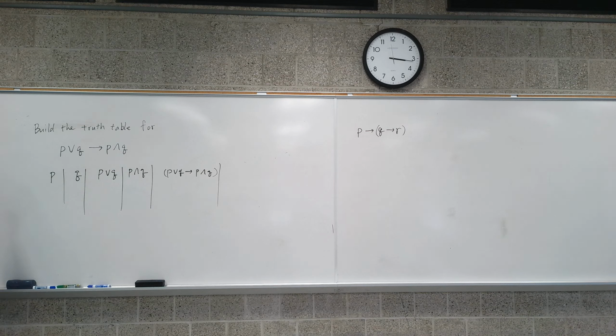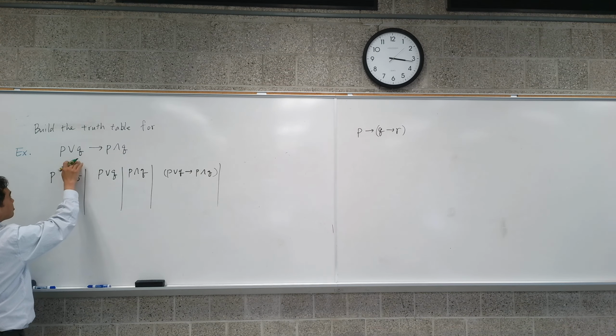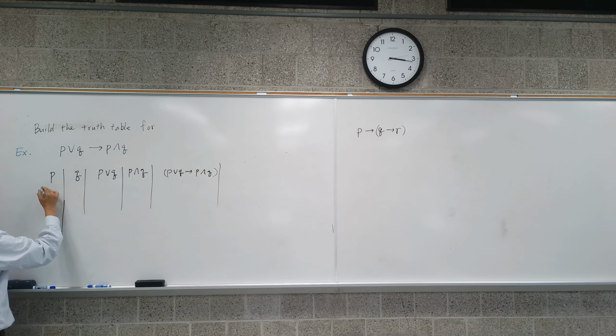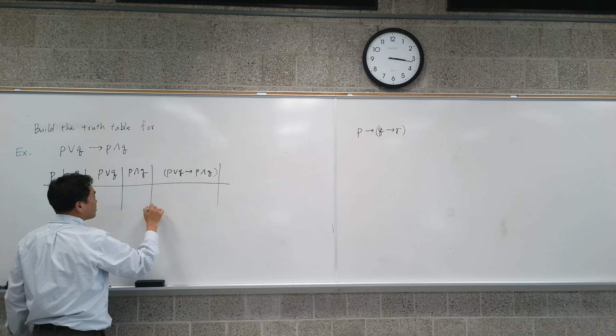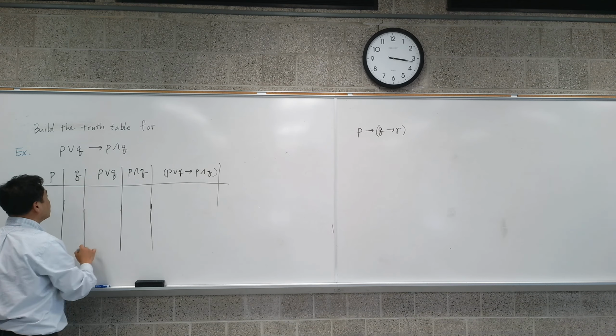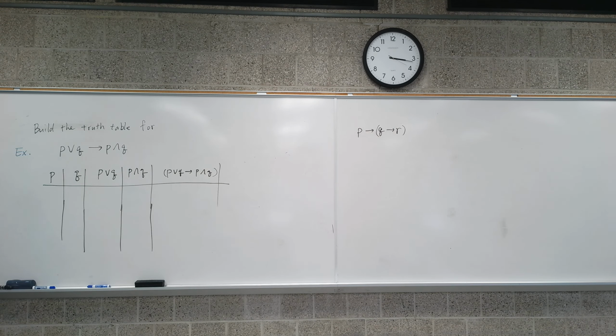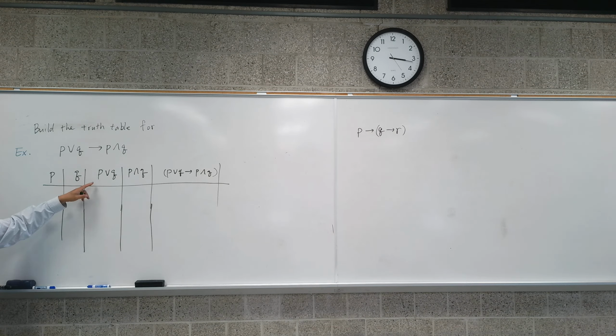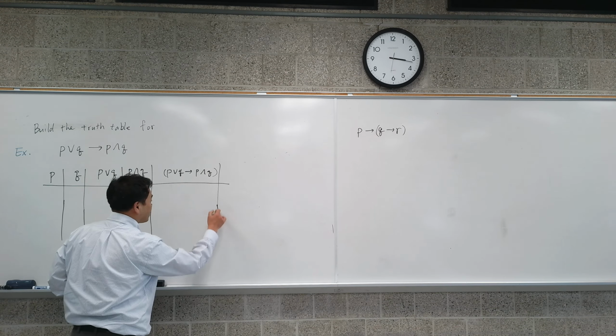Let's try this example problem. Suppose you have this thing: build a truth table for P or Q implies P and Q. Because this is a complicated one, to build a truth table, you don't want to just have P, Q, and all this. You really want to figure these out separately so that using these two, you can figure out the truth table.